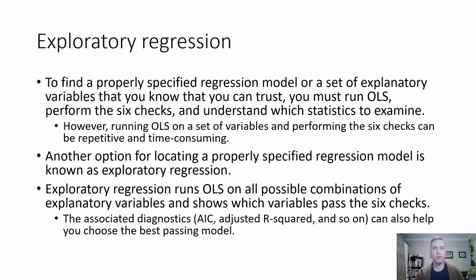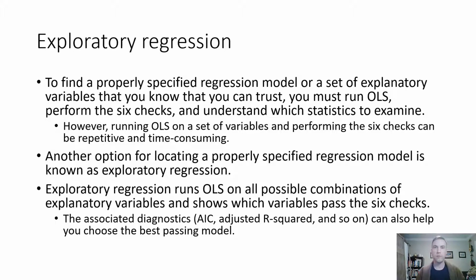So exploratory regression. To find a properly specified regression model or a set of explanatory variables that you know that you can trust, you must run OLS, perform the 6 checks, and understand which statistics to examine. However, running OLS on a set of variables and performing the 6 checks can be repetitive and time-consuming. Another option for locating a properly specified regression model is known as exploratory regression. Exploratory regression runs OLS on all possible combinations of explanatory variables and shows which variables pass the 6 checks. Okay, so it runs them on combinations. That's the key thing to know.